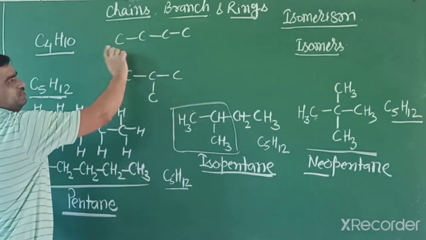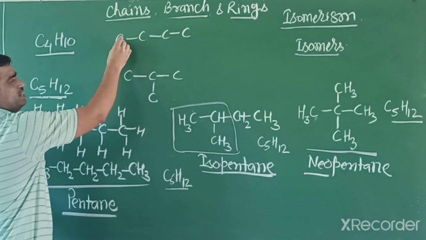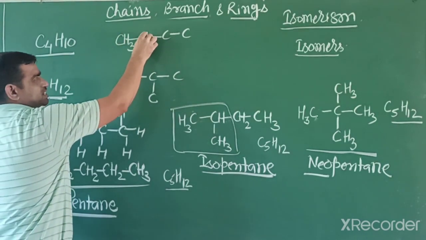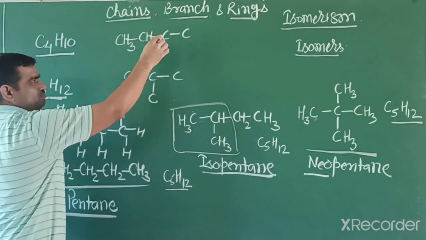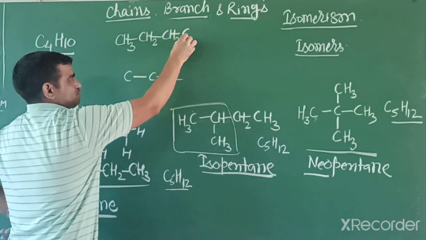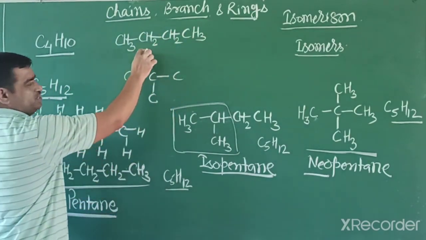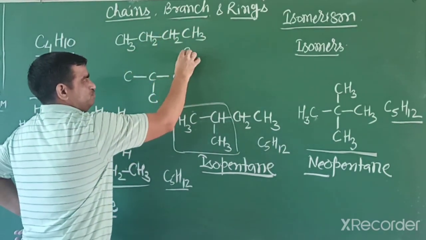Students, how can we complete its hydrogen? By counting we can write CH3, then you write here CH2, CH2, CH3. So its name is butane.